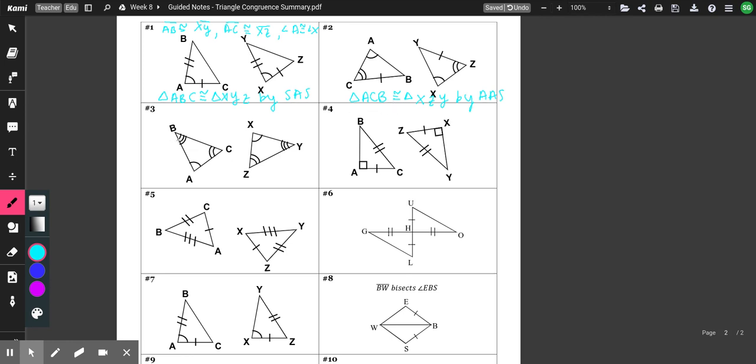What about this one? I've got angle, angle, angle. Does that prove congruence? Right? So what are we going to say here? Not enough info. Cannot be determined, right? Angle, angle, angle does not prove congruence. So it's inconclusive.